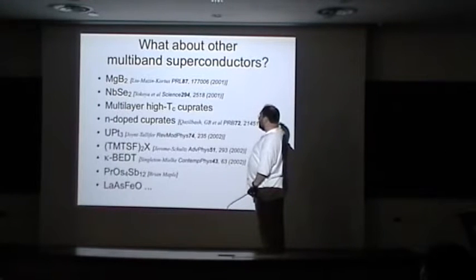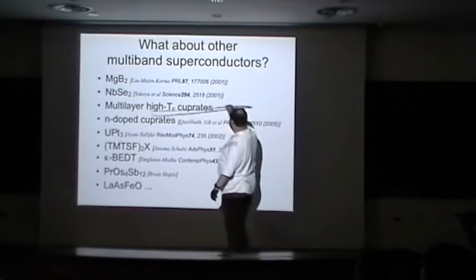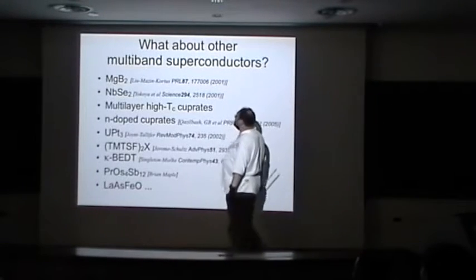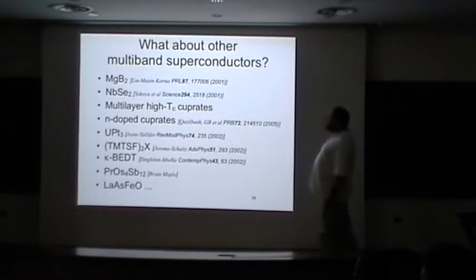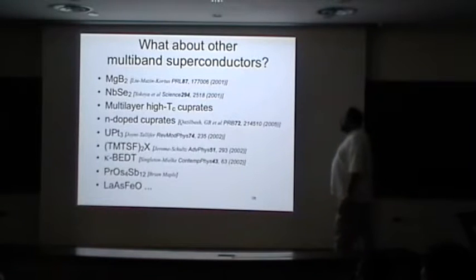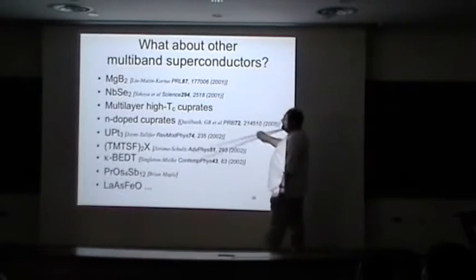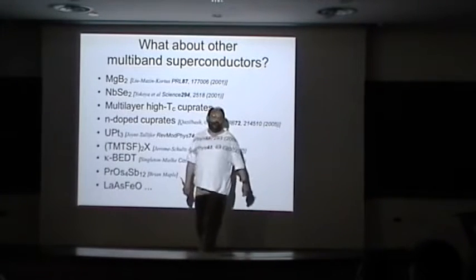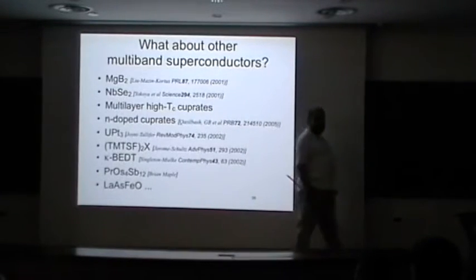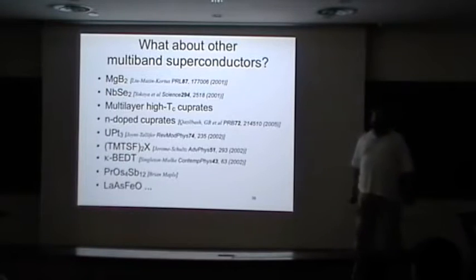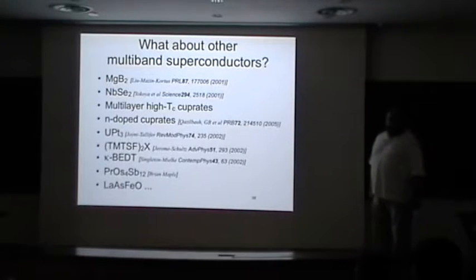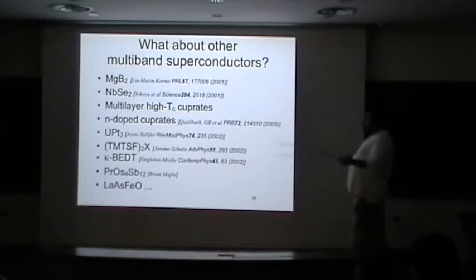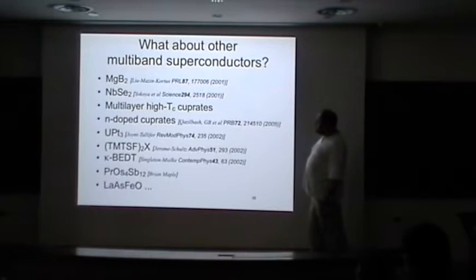Okay, turns out that our understanding of superconductors, let's say before 2001, was naive, because it's quite clear that all these materials are multiband superconductors. And interaction between the bands cannot be ignored. And then we get all this physics of multiband.